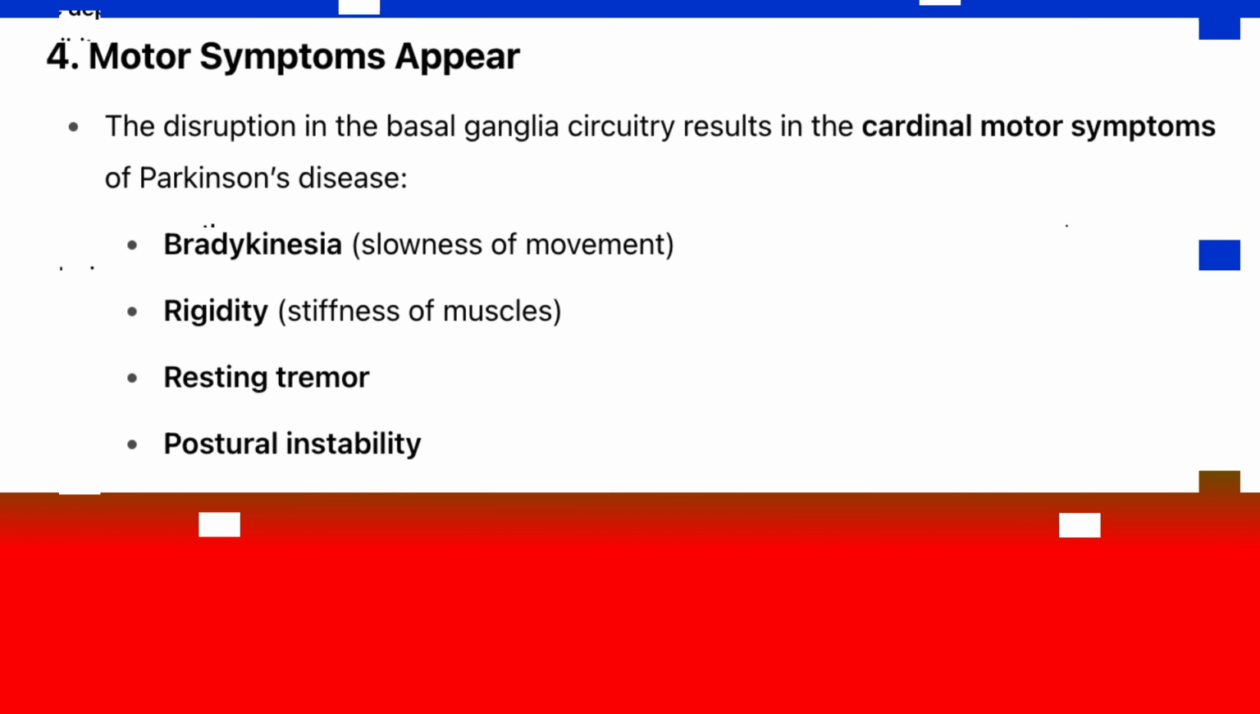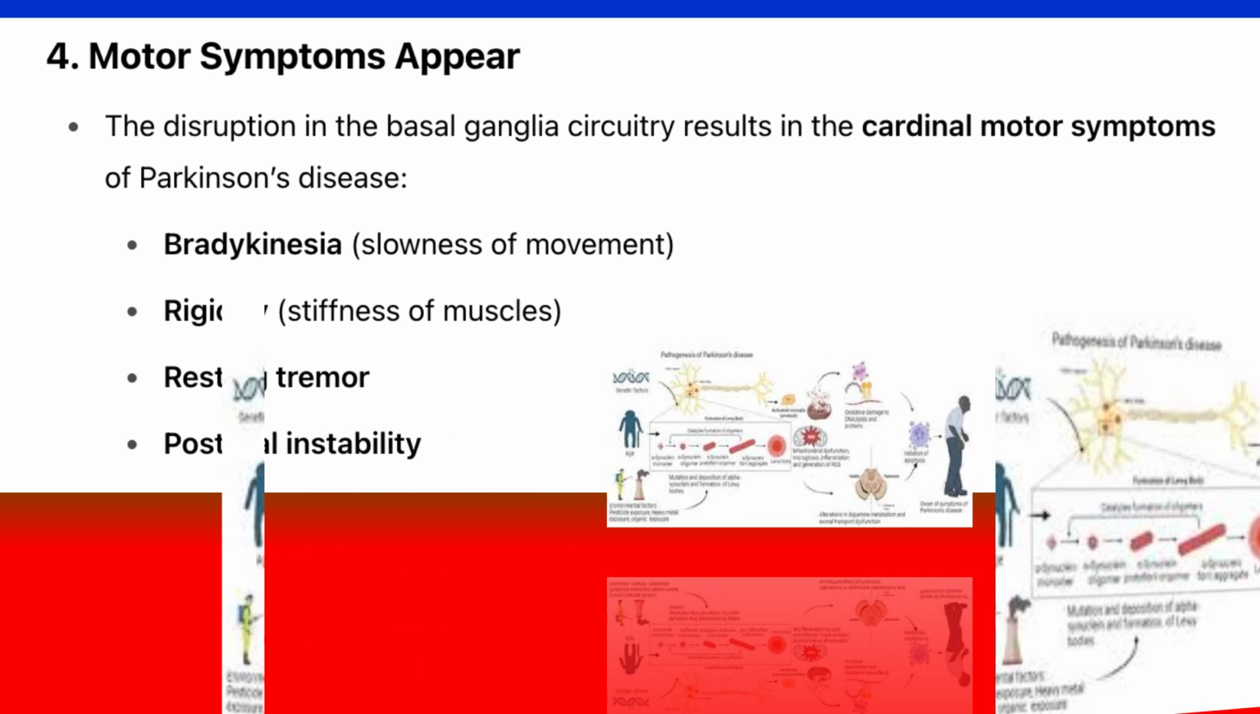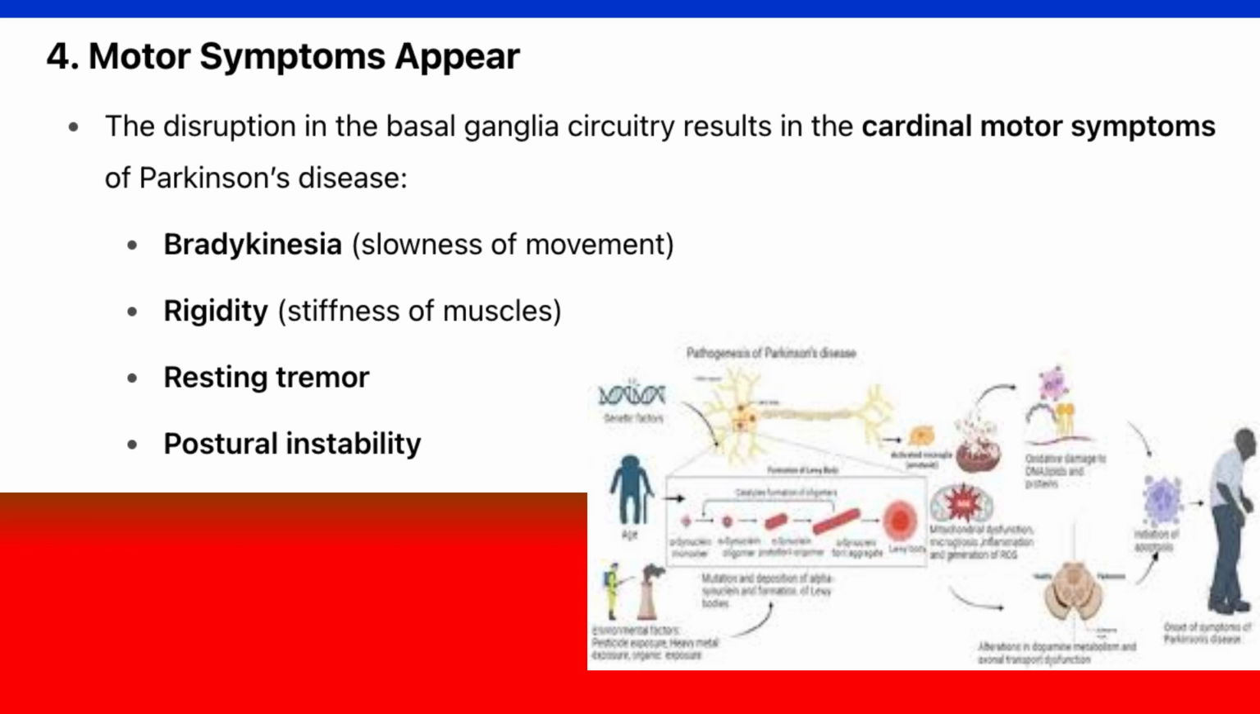4. Motor symptoms appear. The disruption in the basal ganglia circuitry results in the cardinal motor symptoms of Parkinson's disease: bradykinesia, slowness of movement; rigidity, stiffness of muscles; resting tremor; and postural instability.